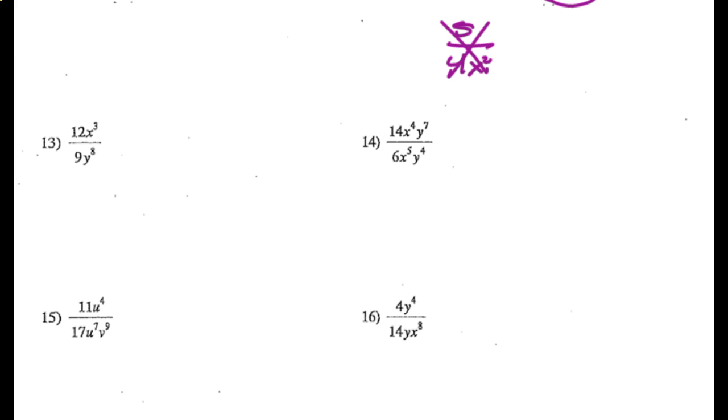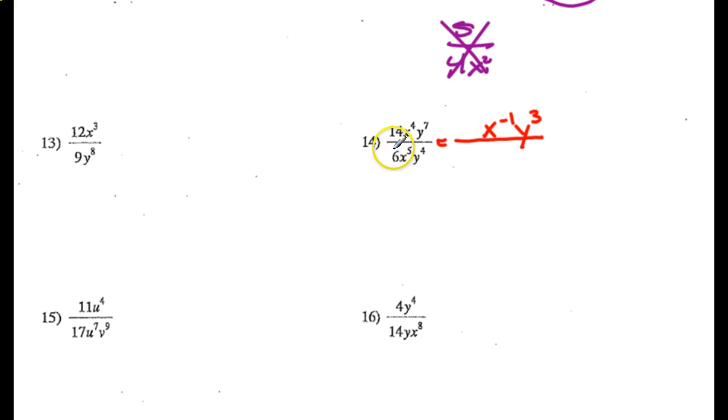Let's look at 14. So 14, we've got 14 x to the 4th times y to the 7th divided by 6 times x to the 5th times y to the 4th. Let's go piece by piece. You can see we've got two bases that are the same, x and x. Therefore, we subtract top minus bottom. 4 minus 5, negative 1. And then we've got y and y. So we're going to subtract the y's, put them on top, subtract just the exponent. 7 minus 4 is 3.